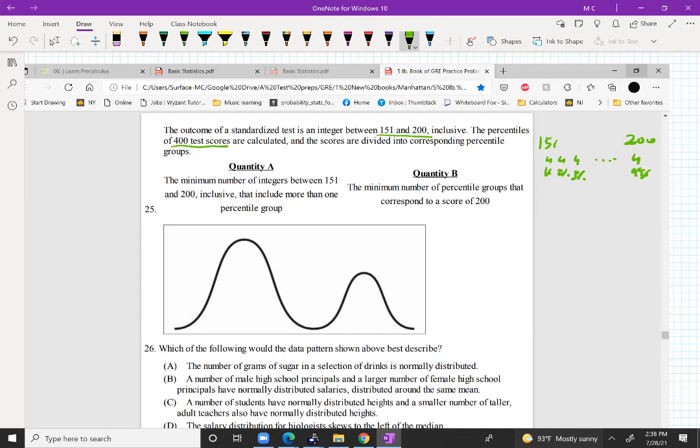Let's say if everybody got 200, you would have everyone at that point, and then the minimum number of percentile groups would be 1, because everybody got 200. So the answer for B would be 1, right?